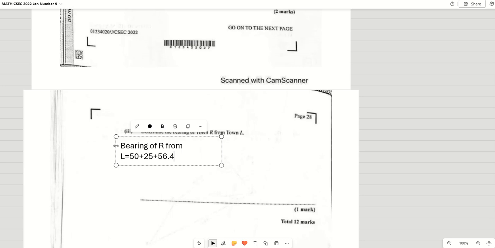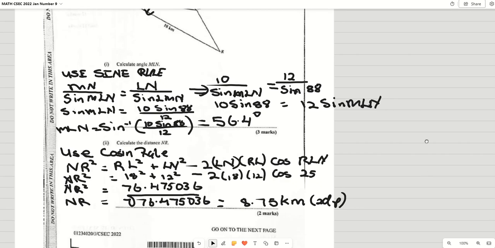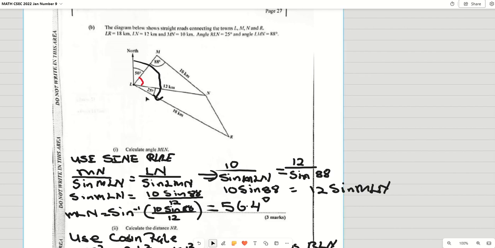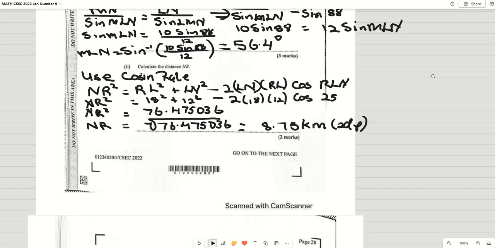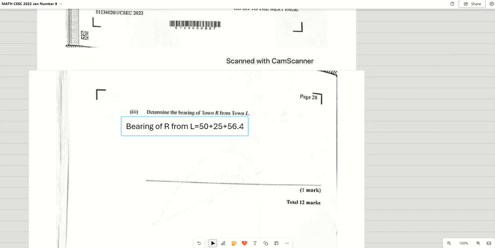Right, let's just open this up. Where did I get 50 and 25? This was 50, this was 25, and this angle here is what we found out in the first part, 56.4. Alright? When you add all of that up, you're going to get the bearing of R from L is equal to 131.4 degrees. And that is how you would get this answer. Right? And that is the end of January 2022.